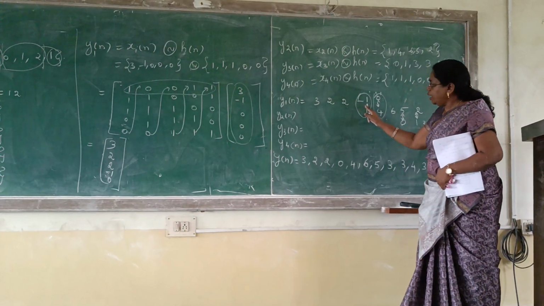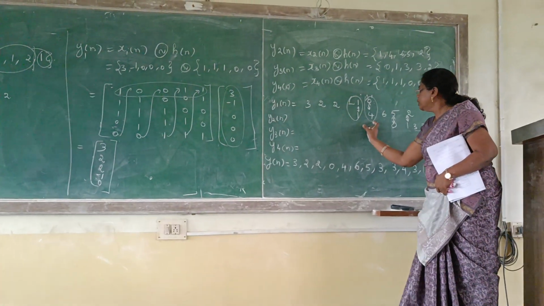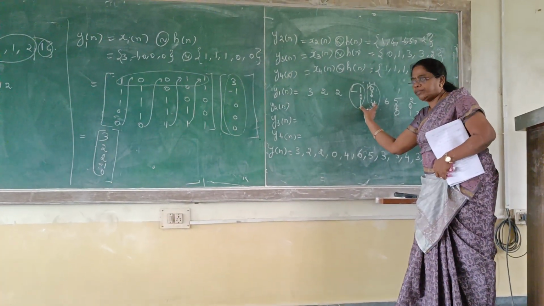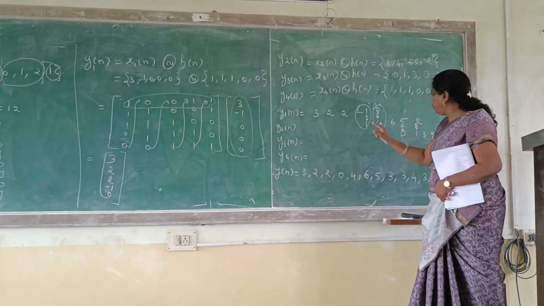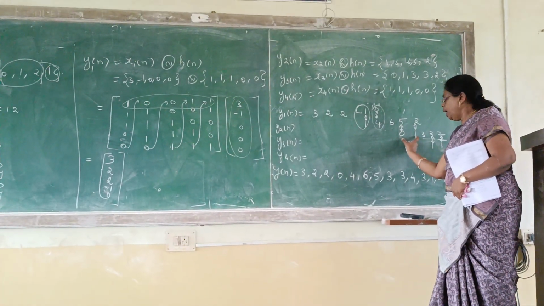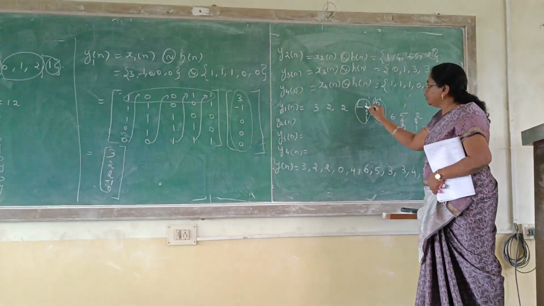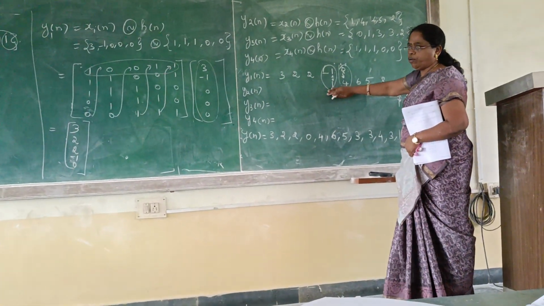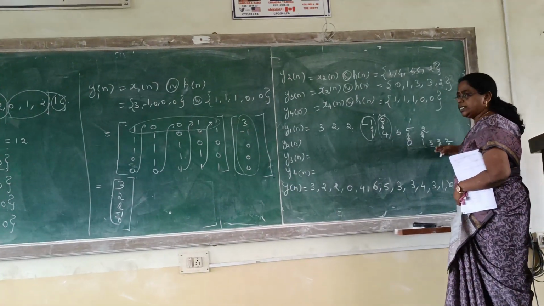And y1 of n is 3, 2, 2, minus 1, 0. When you write y2 of n, you are supposed to start from the last two samples of the previous one. So 1, 4, 6, 5, 2. Just like this you write. While writing y3 of n, the last two samples of the second one are 5, 2, so you start from here. Like this you write for y4 of n, and you are supposed to add the last two samples of y1 of n with the first two samples of y2 of n. Similarly, the last two samples of y2 of n with the first two samples of y3 of n. This is how you add.